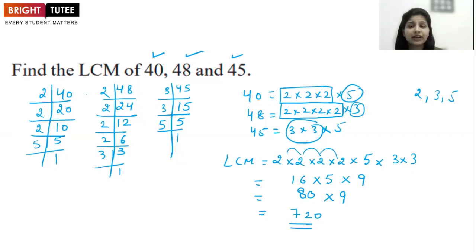Now see, this is a big number, 720. If you would use the first method, in which we were writing the multiples and then taking out the common multiple, that would be very lengthy and time consuming. Instead, if we use this method of prime factorization to find the LCM, it is going to be easy and less time consuming for us. Clear? Let us discuss another method of finding the LCM.